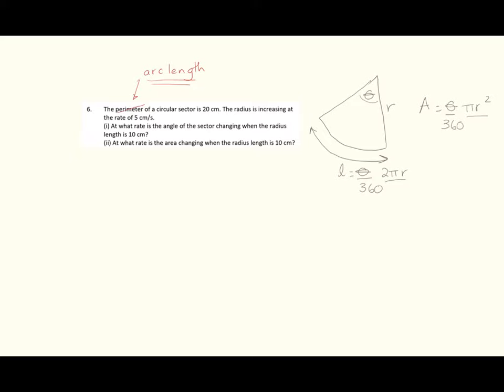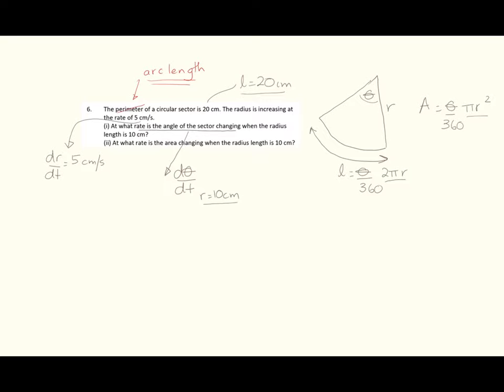So then we go to the question and identify what we've been told. So the arc length of the circular sector is 20 centimetres and the radius is increasing at 5 centimetres per second, so that's dr dt. Then we identify what we want, which is the rate of change of the angle. So we know that's d theta dt, and we want that when r equals 10 centimetres. And now we set up our chain.